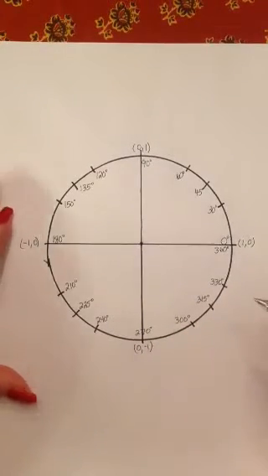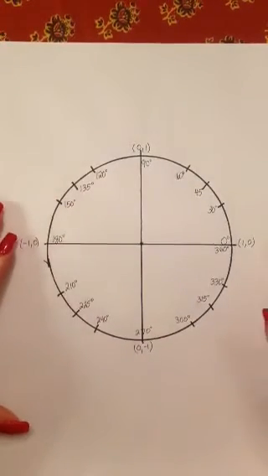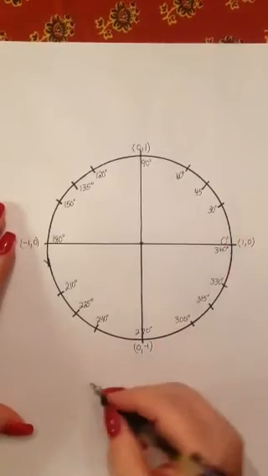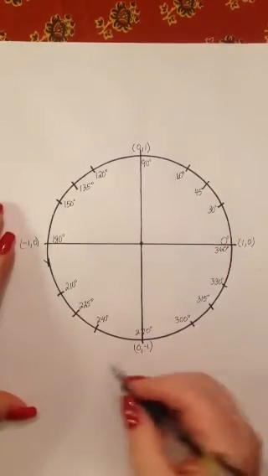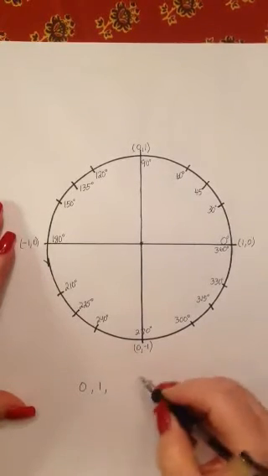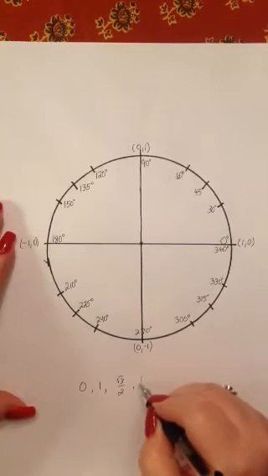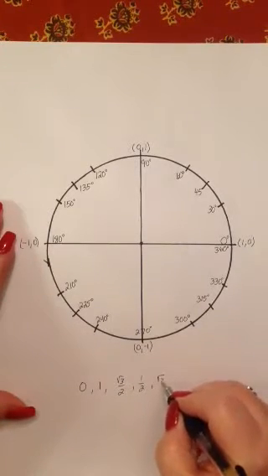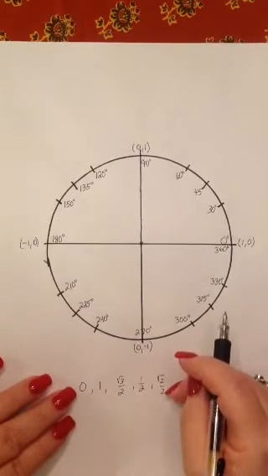Alright, there are only 5 numbers as far as the coordinates go on the unit circle. Let's think about this for a minute. There's 0 and there's 1, and then there's square root of 3 over 2, and then there's 1/2, and then there's square root of 2 over 2. Okay? Only these 5 numbers, so it's really not that hard.